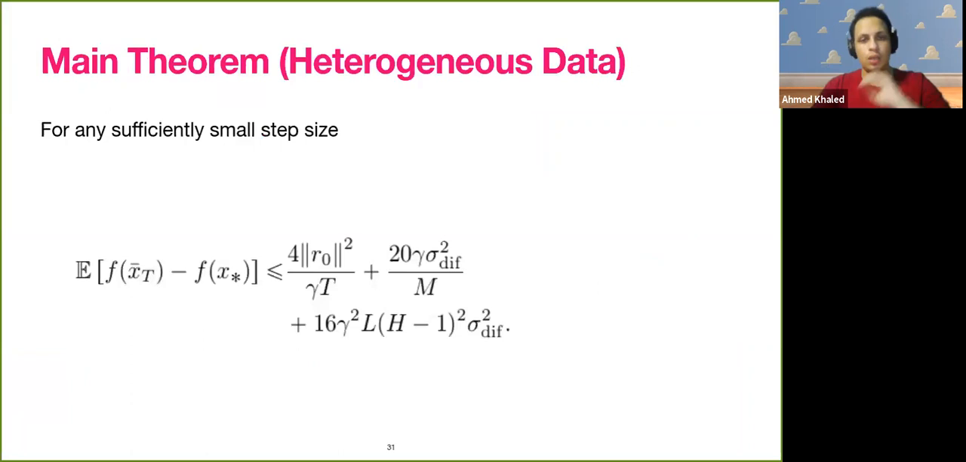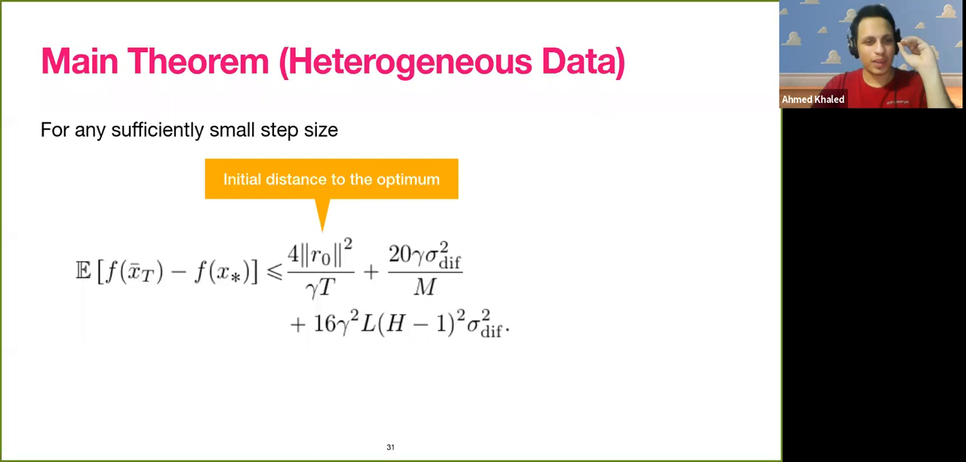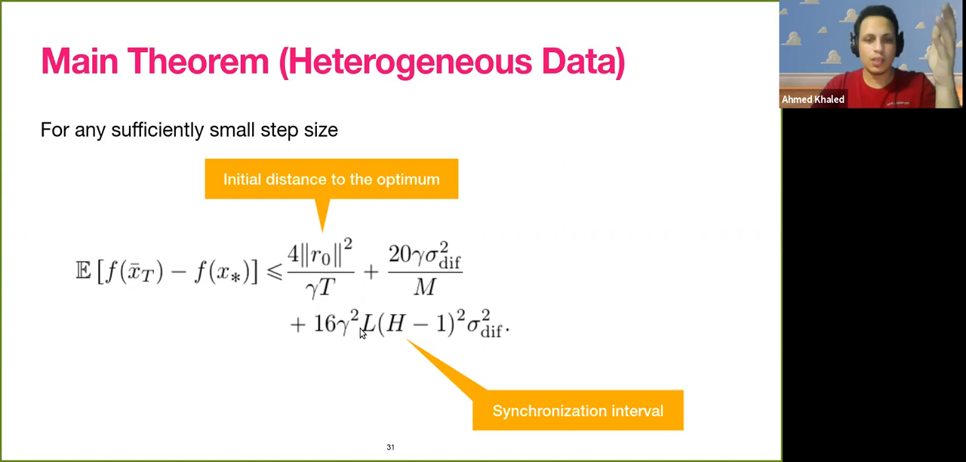So now we state our main theorem, and it looks scary, but it is not that scary, really. So here we show that the functional distance from the optimum after t steps satisfies the following bound. It is smaller than 4 r naught squared over gamma t, where r naught is the initial distance to the optimum. So it is how far your starting point was from the optimum. And we see that we have a term that depends on h. And I remind you that h was the synchronization interval.